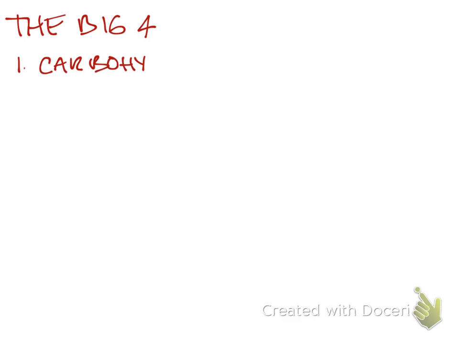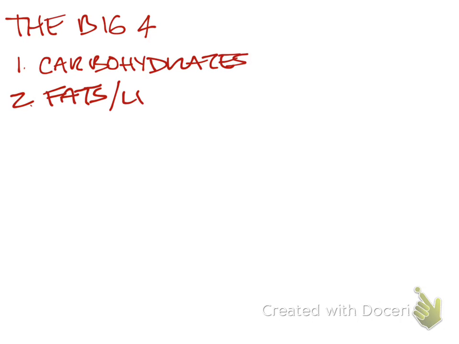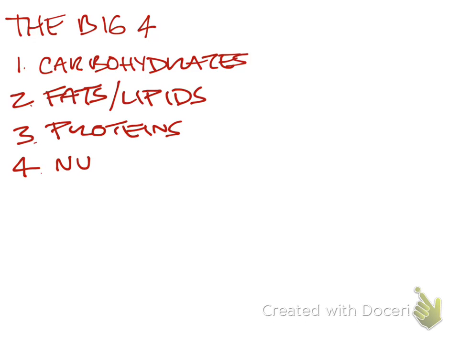Okay, so let's review again what the big four actually are. And so let me just write the big four. We'll start with the first one, which is carbohydrates. And then we have fats and lipids. And then we have proteins. And lastly, nucleic acids.